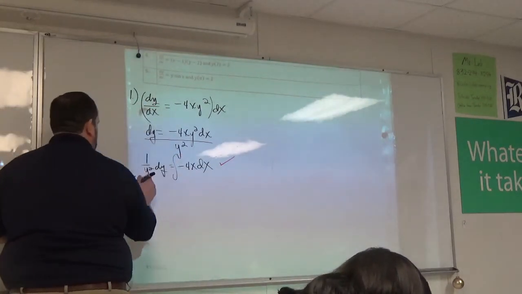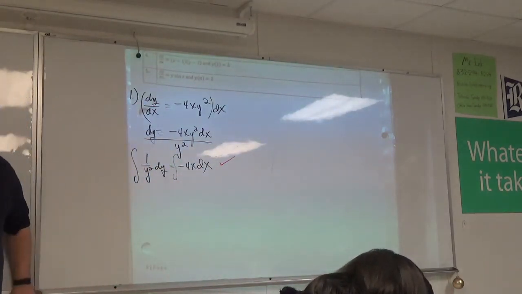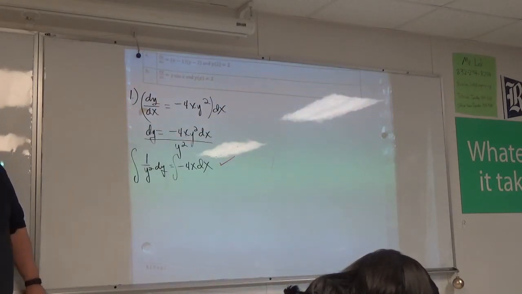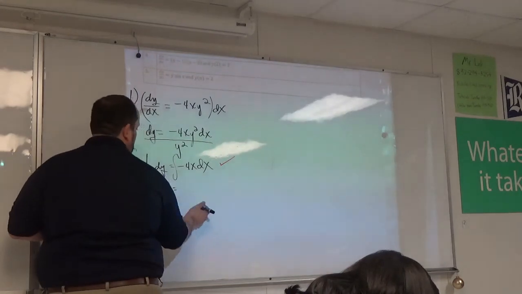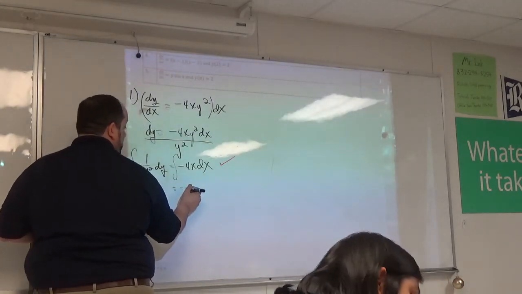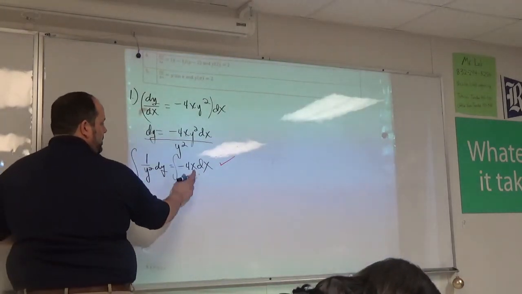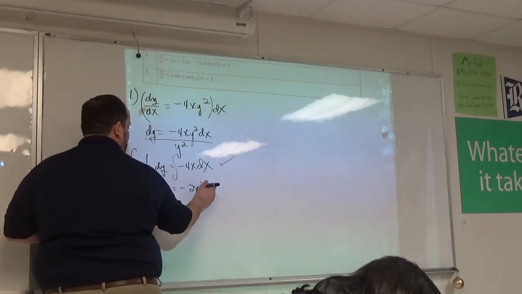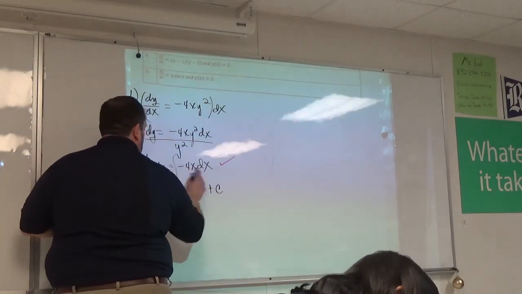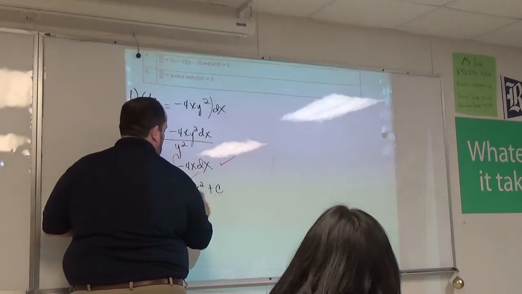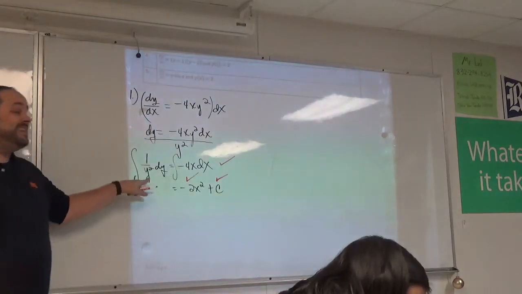Integrate both sides. And almost always, one side's easier. The easy side here? Right. The right side's easy. Alejandro, what's that going to be? Negative 2x squared. Negative 2x squared plus c. So I'm going to say, all right, you integrated correctly, and you integrated correctly. This guy's going to be tricky.